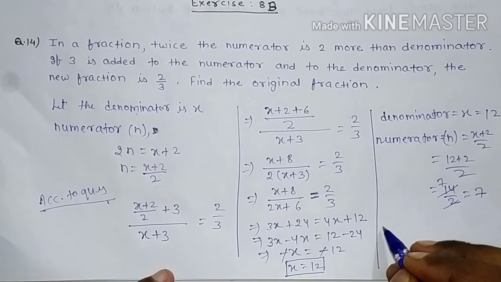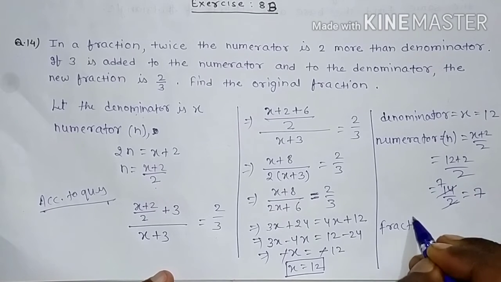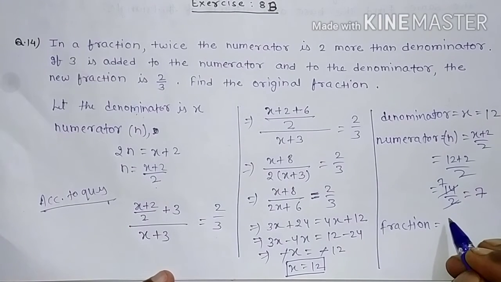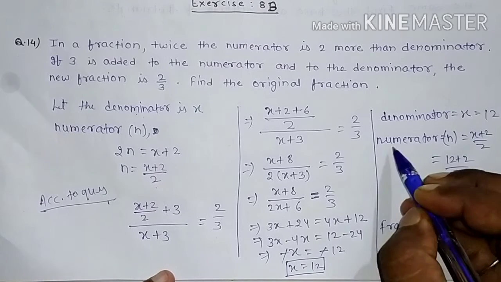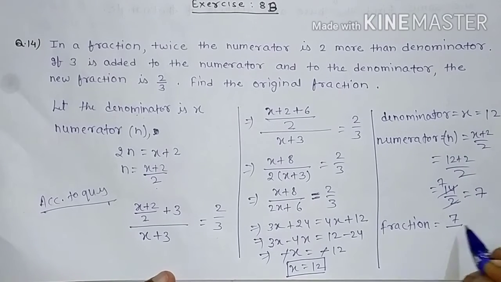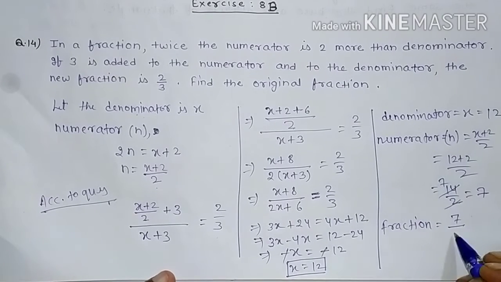So the fraction will be numerator divided by denominator. So numerator is 7, divided by denominator 12, so this is 7 by 12.